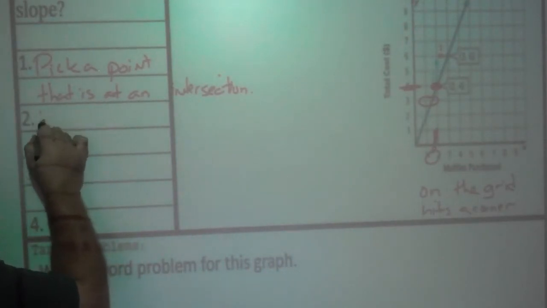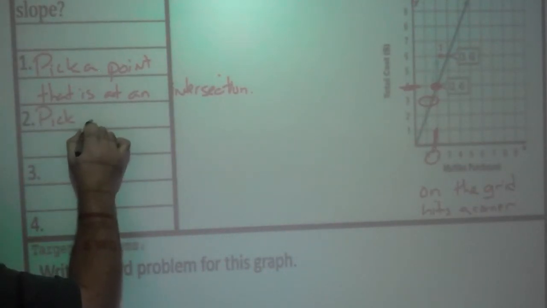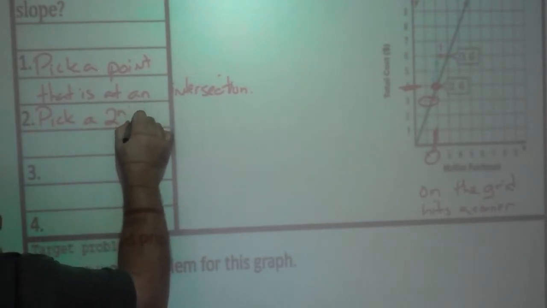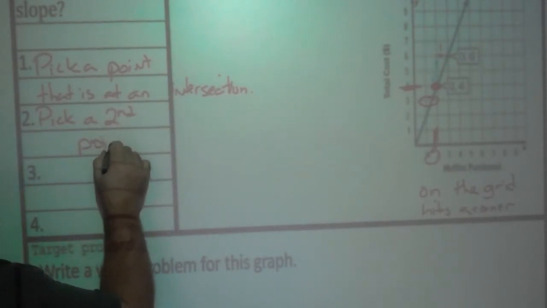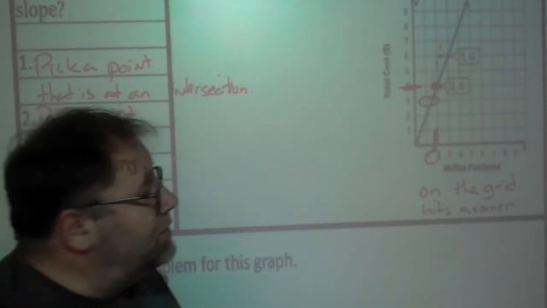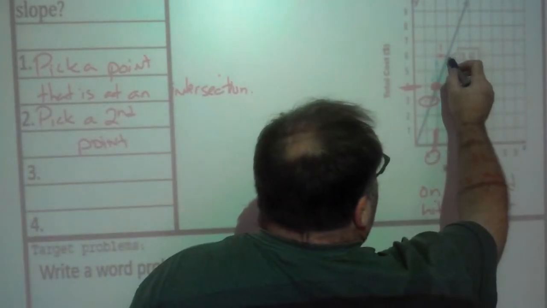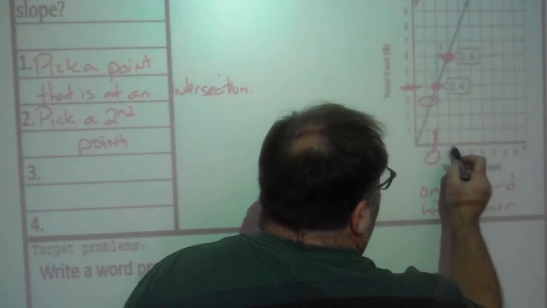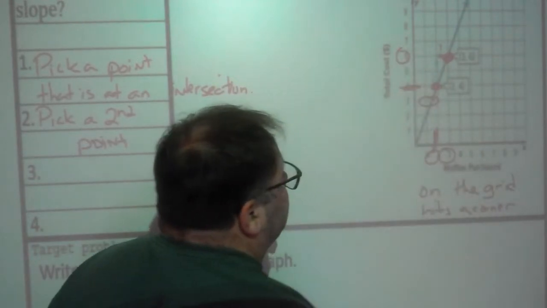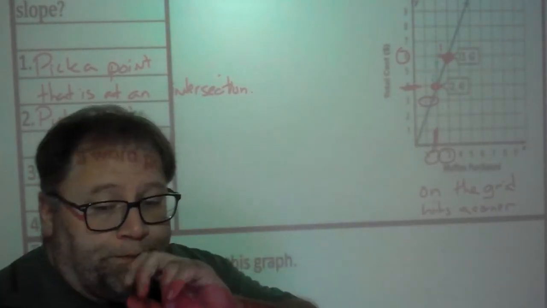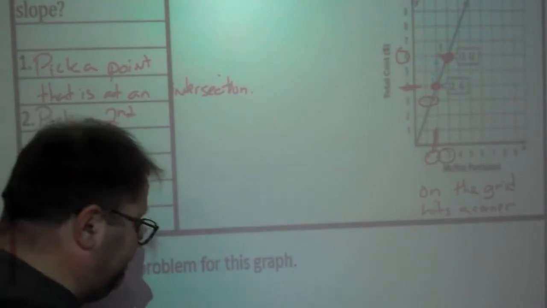Now, I want to pick a second point on an intersection. And that's going to be this one on the graph you're provided, so that's at 3 and 6. We've got those two. Now here's the key.